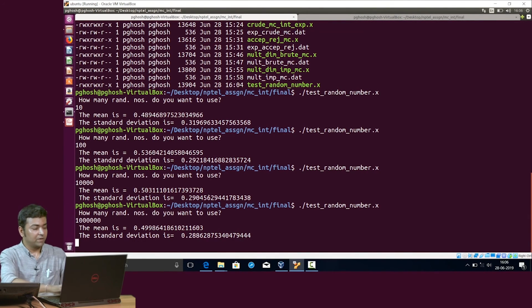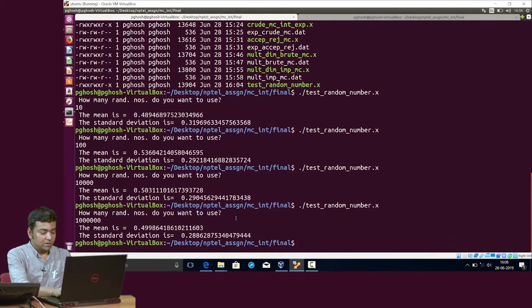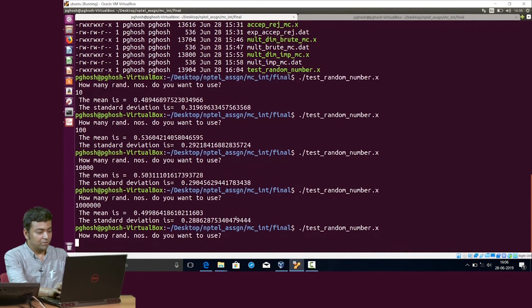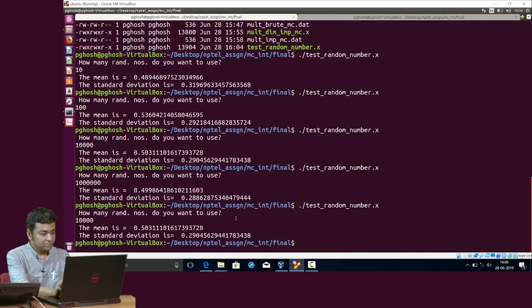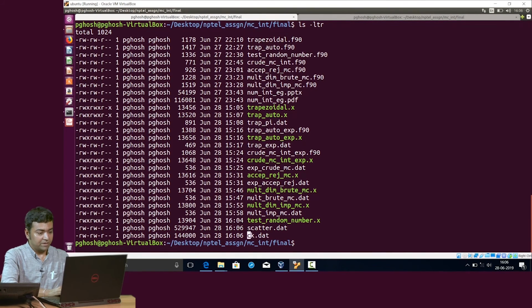It is taking time because it is computing the correlation function also. Now let us look at what happens to the correlation plot. Let us do it first with 10,000. If I run it, the data is stored here. You can use any plotting software you want. On my machine I have XMGrace, so I will use XMGrace to plot it.